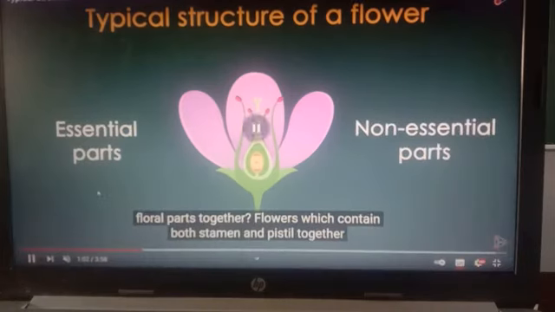See, it is written this essential part. Essential parts contain two parts, that is the stamen and pistil, whereas the non-essential parts, the calyx and corolla, do not play a role in the process of fertilization. The essential part plays an important role in the process of fertilization, so it is called the essential part.